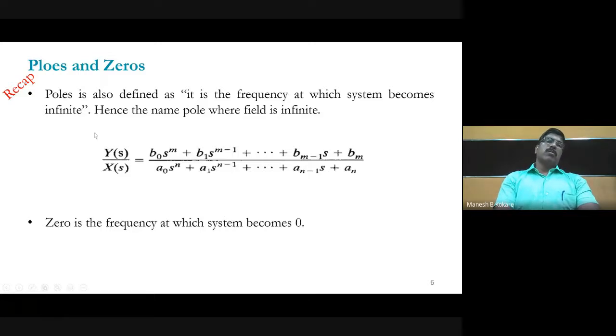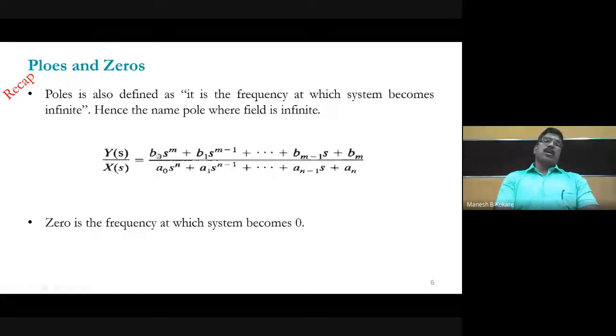Also, we talked about the pole definition. A pole is the frequency at which the system becomes infinite. If you find the roots of the denominator and put the value of s in the whole transfer function equal to that root, then the value of the transfer function becomes infinity. So the corresponding roots are called poles, and hence the name pole is given.